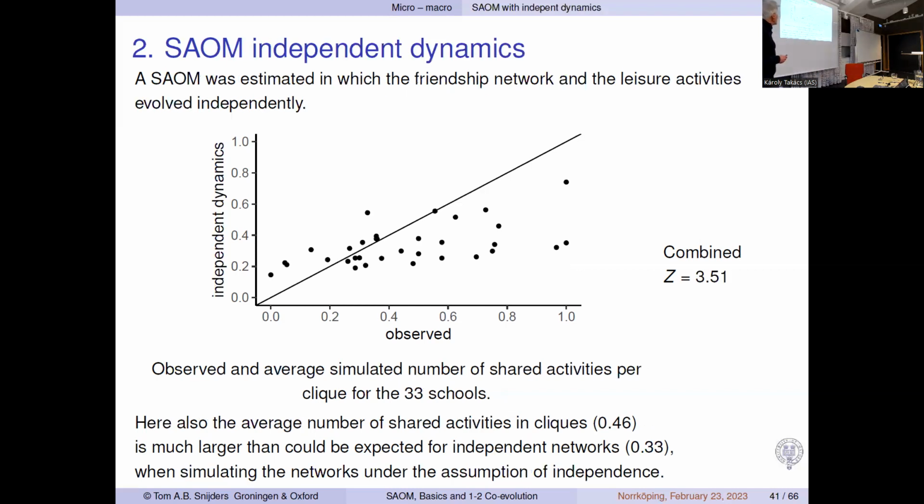For the model with independent dynamics of the friendship network and the leisure time activity network, you get these values, and the average was 0.33 for the independent processes, also much less. The standardized test was 3.5, and also extremely strongly significant.